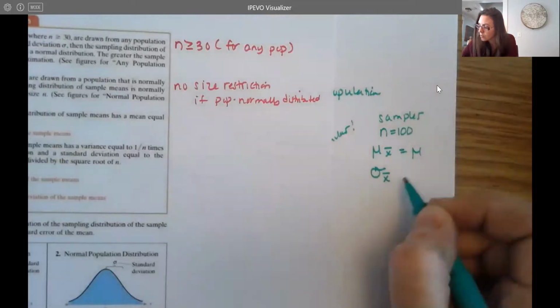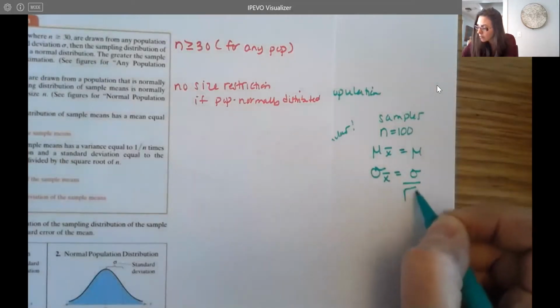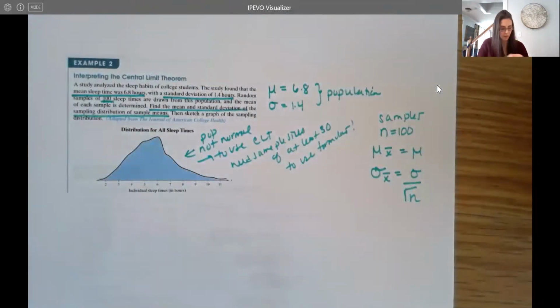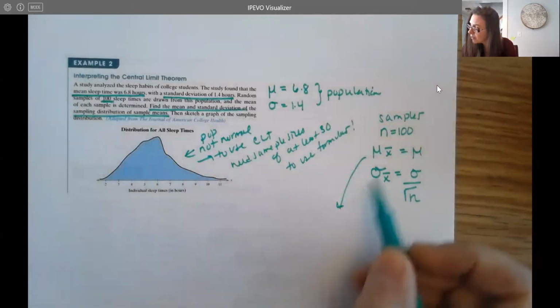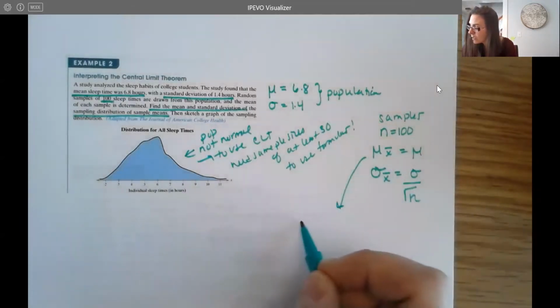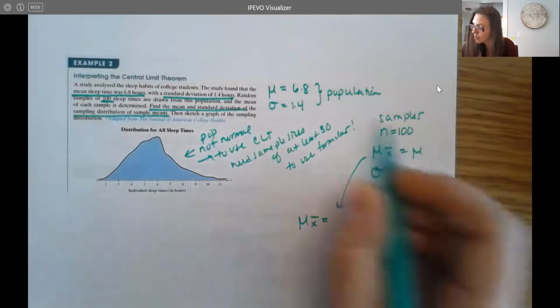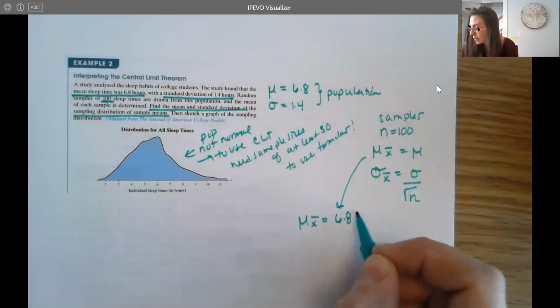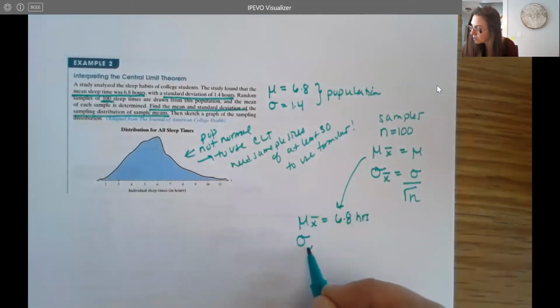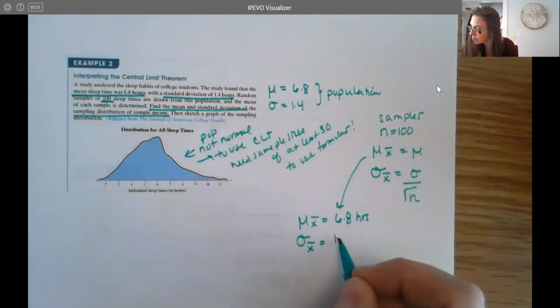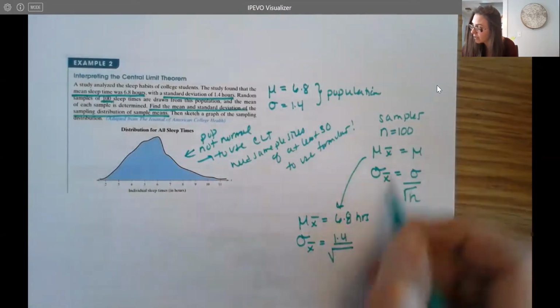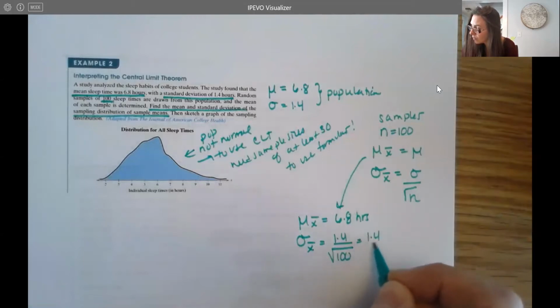So I'm going to just rewrite my two formulas here. Okay, so for the first one, it says that the mean of the means is equal to the original population mean, which is 6.8 hours. And then the standard deviation is going to be the original standard deviation 1.4, but divided by the square root of n. And our n here is 100. So this becomes 1.4 divided by 10, which is 0.14.